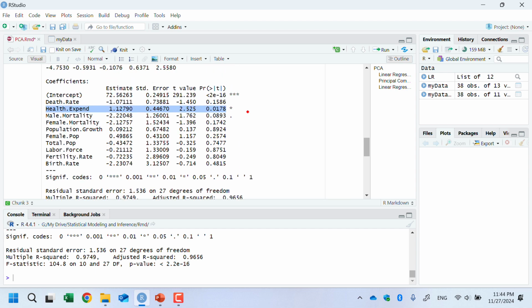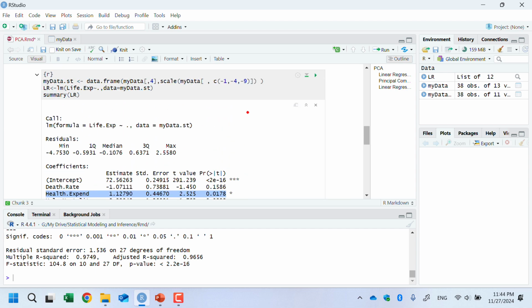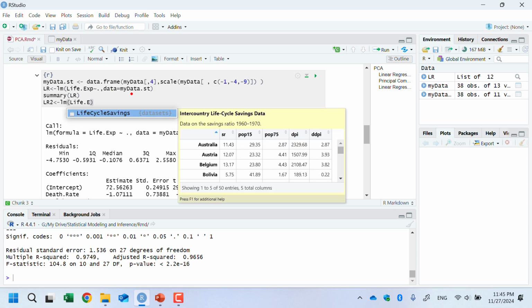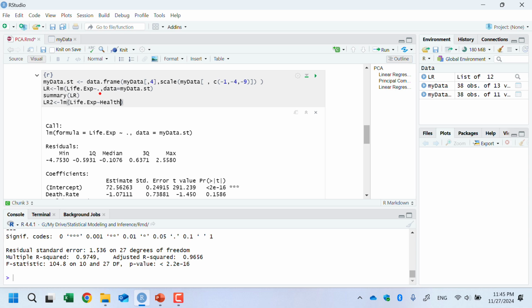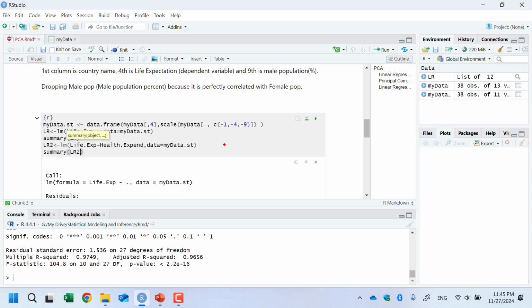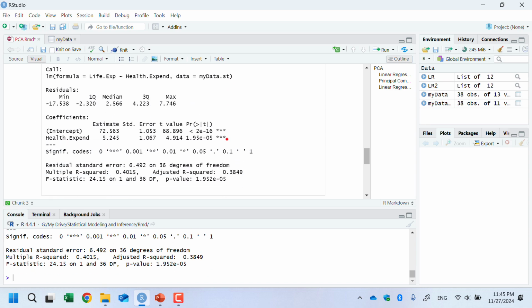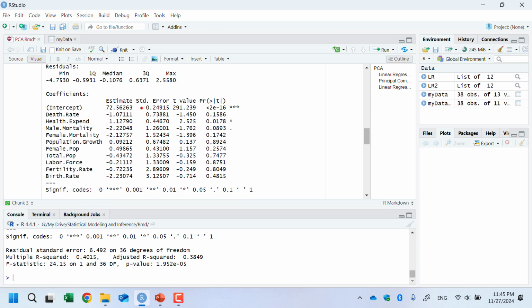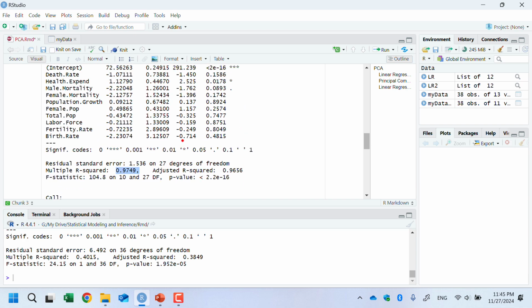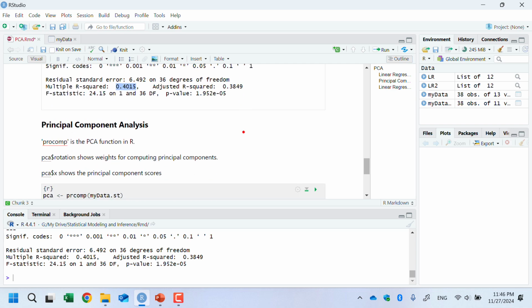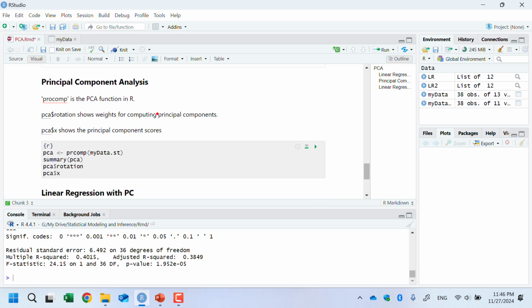So if I use only the health expenditure, what you can see here is the R square will be just 40%, right? If we include everything, your R square is like 97, but if you take only one, this is just 40%. Now, let's do the principal component analysis.